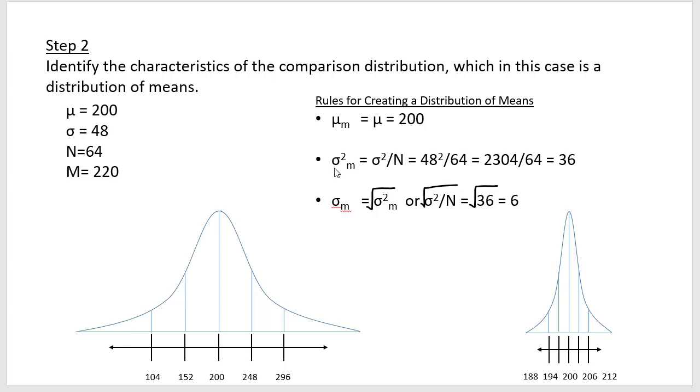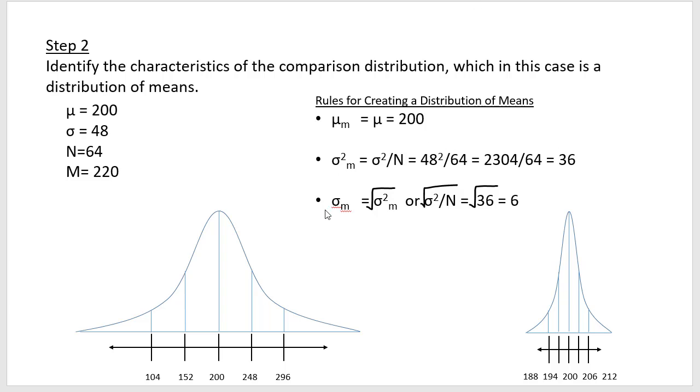The variance of the distribution of means is equal to the variance of the population divided by n, which is equal to 48 squared, because remember we square our standard deviation to get variance, divided by 64, equals 2,304 divided by 64, which equals 36. So the variance of the distribution of means equals 36.